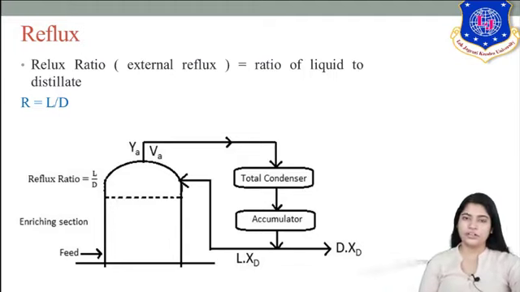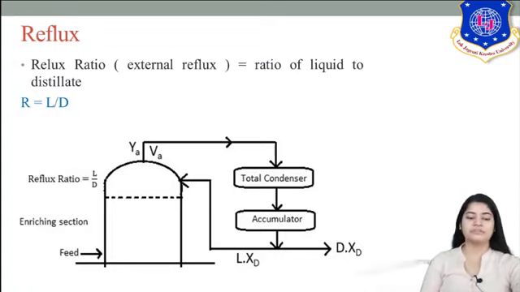Now the important point here is reflux ratio. It is called external reflux because externally from the condenser you are sending a part of your liquid back to the column. So what is it? It is known as the ratio of liquid to the distillate: the amount of liquid which is taken back to the column upon the distillate which you are obtaining.